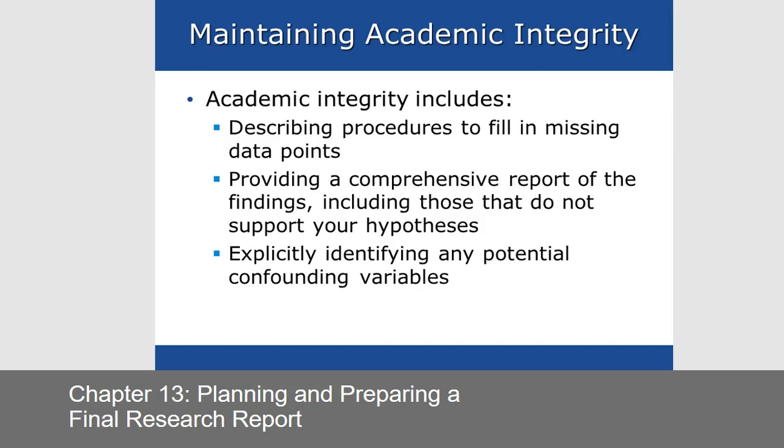We have to explicitly identify any potential confounding variables, so anything that may have led to a different result than we had anticipated. One of the examples I gave you was if we had one group of participants in a really hot room, and then the comparison group in a room with a neutral temperature. And we can say the confound was temperature, right? It may have influenced the results, but it was not the independent variable of interest. So we need to explain any potential confounds that may have influenced our results.